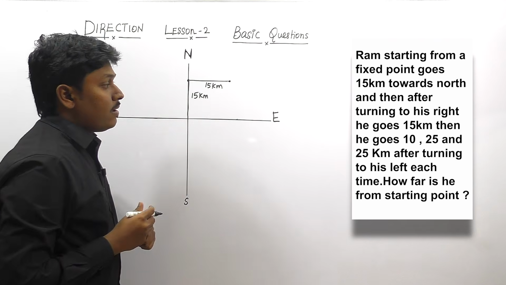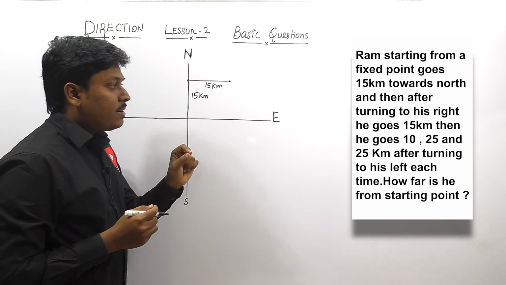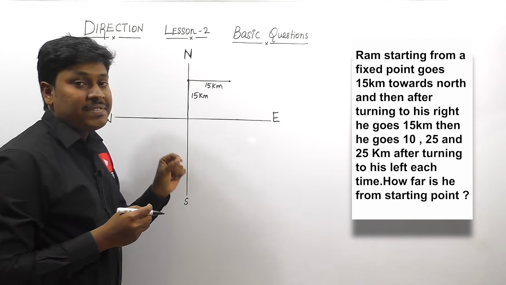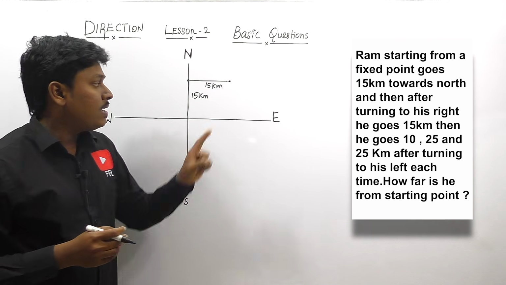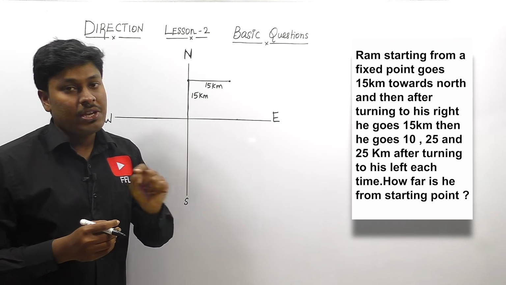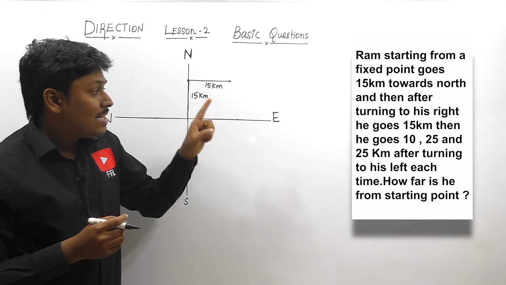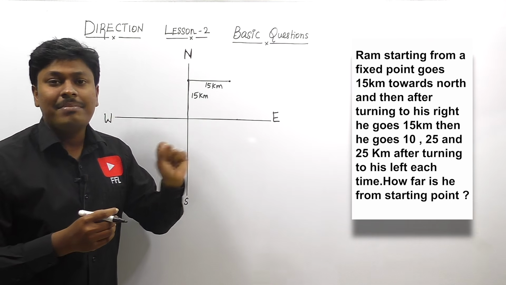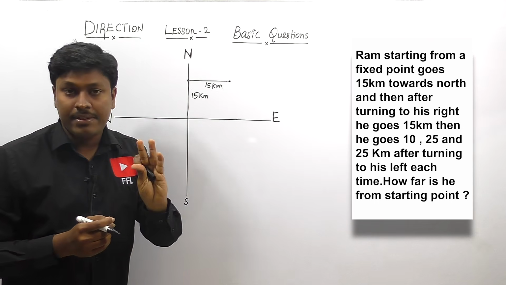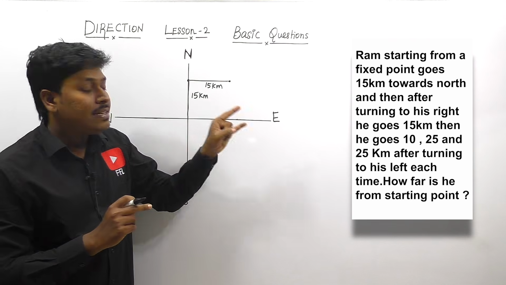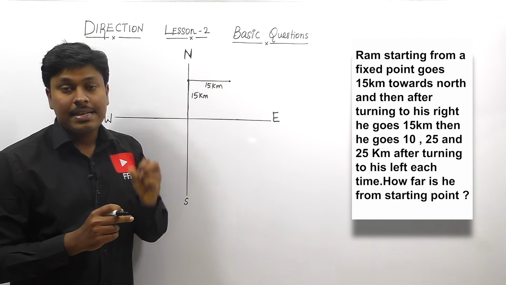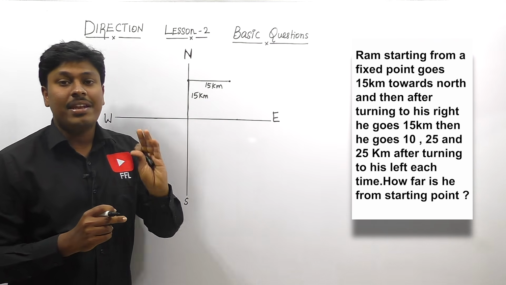Then he goes 10, 25, 25 kilometers after turning to his left each time. Friends, listen carefully. From here he goes 10, 25, 25 kilometers after turning to his left each time. What is the meaning, friends? From here he is turning 3 times left. First time while turning he is covering 10 kilometers. Second time he is covering 25 kilometers. Third time he is turning again left covering 25 kilometers.